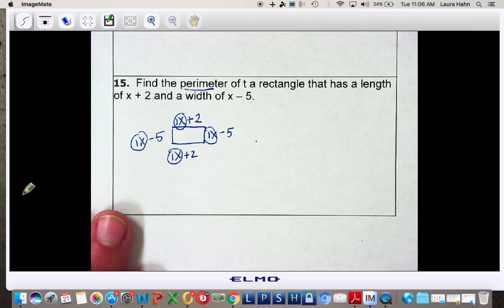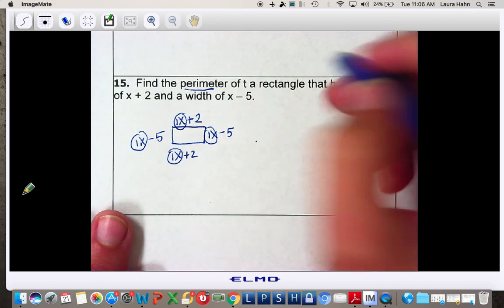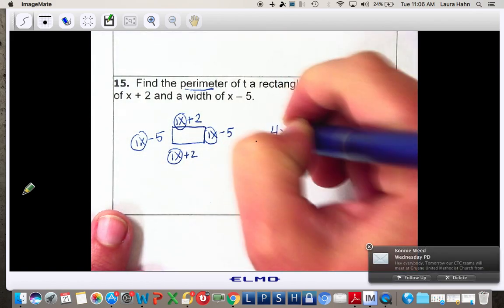So now that I found all of my x's, all I do is add them up. 1 plus 1 plus 1 plus 1 is 4. So we have 4 x's.